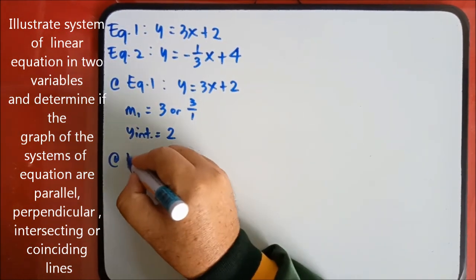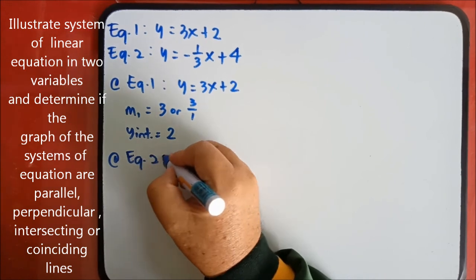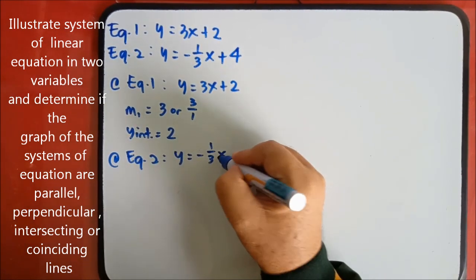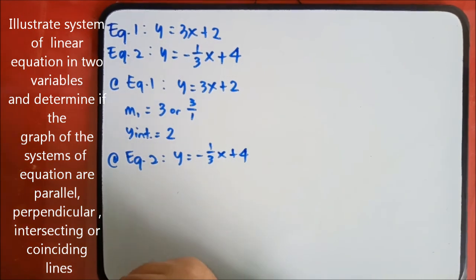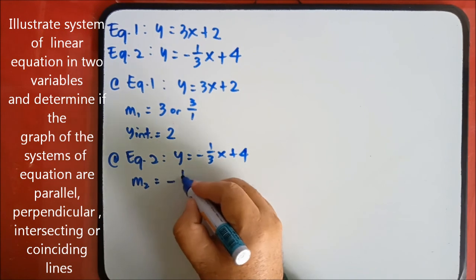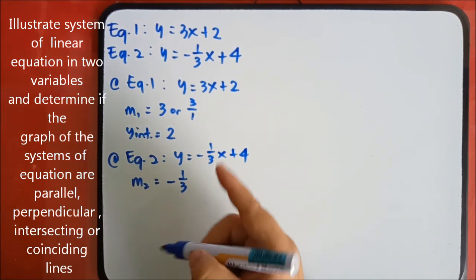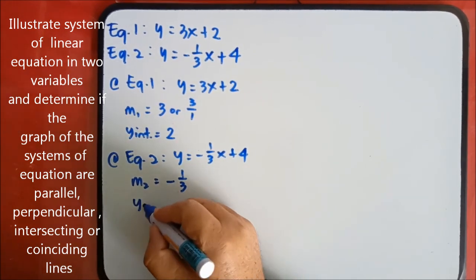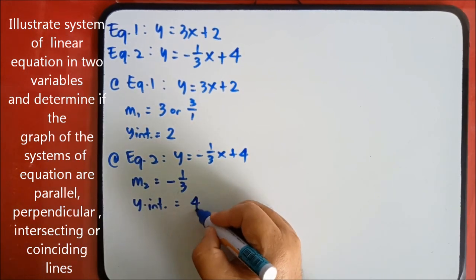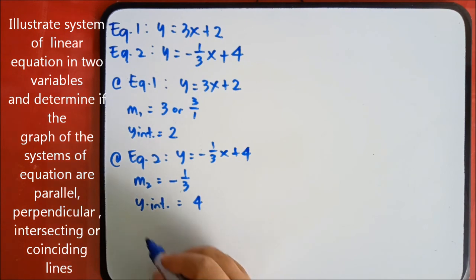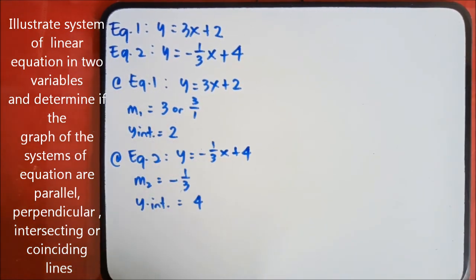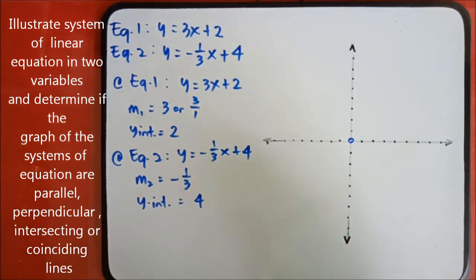Okay, equation 2. Our equation 2 is y is equals to negative 1/3 x plus 4. Ano ang slope mo ngayon? Negative 1/3, pababa. Then what is your y-intercept? Positive 4. Okay, so this will be your b sub 2, b sub 1. Okay, so we will graph now.